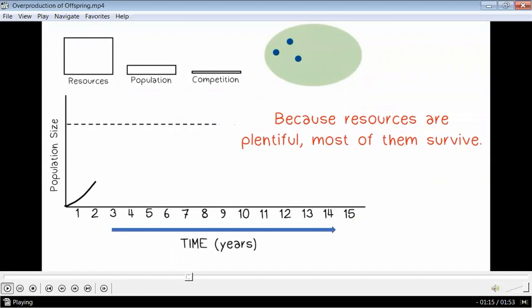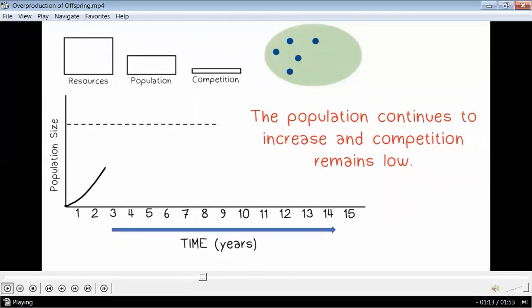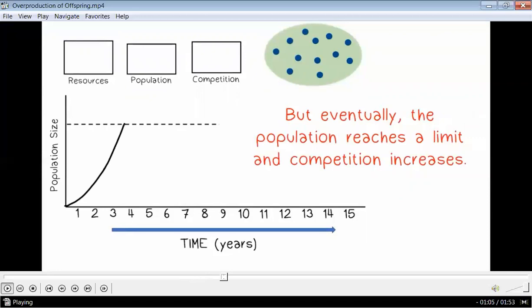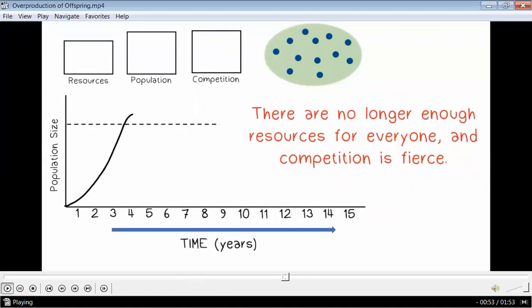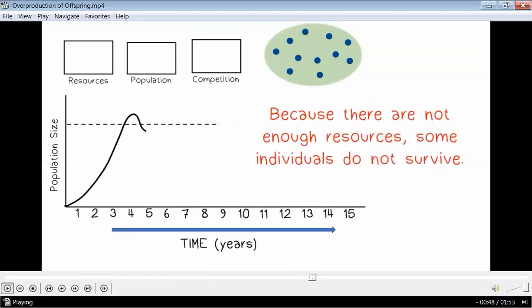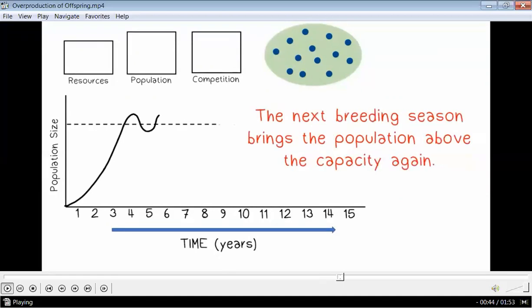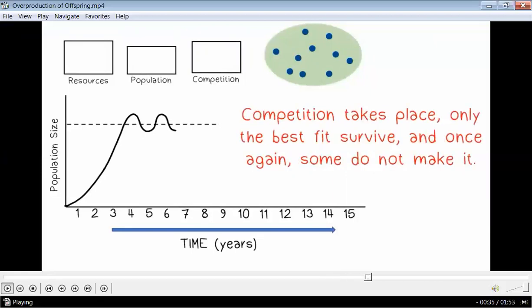Because resources are plentiful, most of them survive. The population continues to increase and competition remains low. But eventually, the population reaches a limit and competition increases. Another breeding season brings the population above the environment's capacity. There are no longer enough resources for everyone, and competition is fierce. Because there are not enough resources, some individuals do not survive. The next breeding season brings the population above the capacity again. Competition takes place, only the best fit survive, and once again, some do not make it.